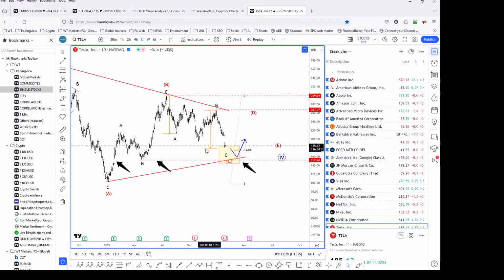Also, you have wave C that equals wave A, some equality levels down here, and then you have also a little bit low. So that's the first support here, around 180 or so. But then you have also some gaps from earnings from a year back that were filled, acting as support. So maybe another level that we should watch should be around 150. So this one is also very important.